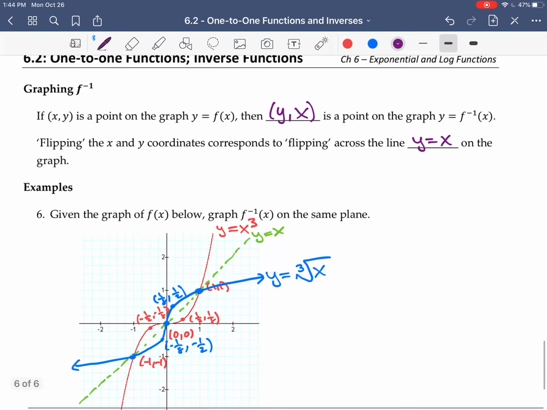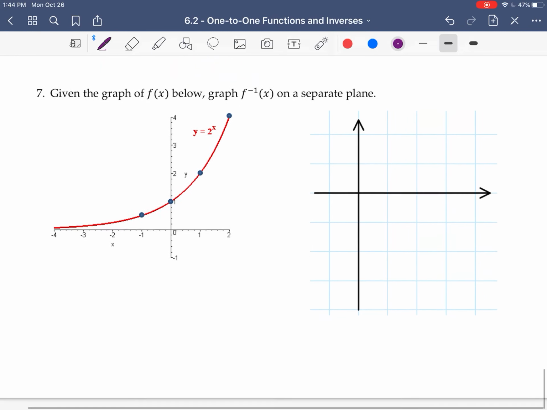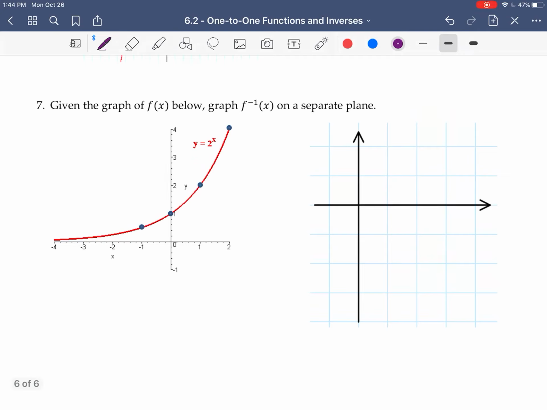Okay, I think we just have one more graph to do. So this is the graph of y equals 2 to the x, which is actually a function we're going to talk about in the next section. So I'm just going to label some points here. So this is the point 2, 4. This is the point 1, 2. 0, 1, negative 1, and 1/2.